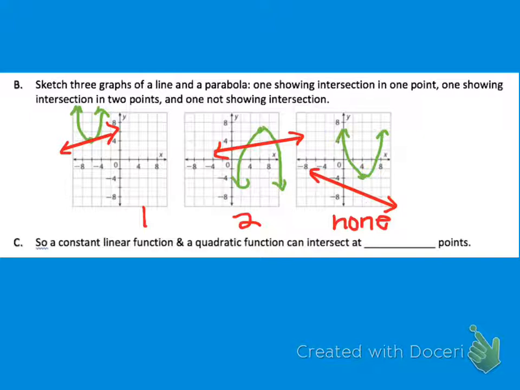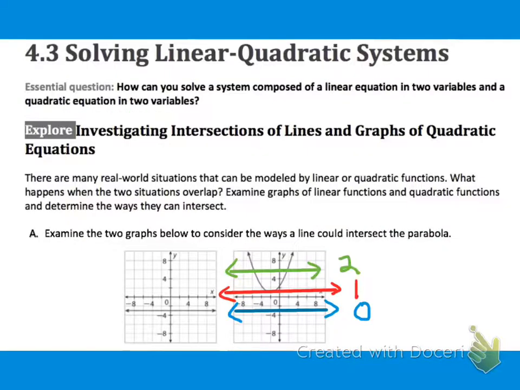So a constant linear function and a quadratic can intersect at 0, 1, or 2 points. It doesn't necessarily have to be a constant linear function. It could be an oblique line like this as well, or the ones before that where you saw the constant function, the horizontal line, in other words.